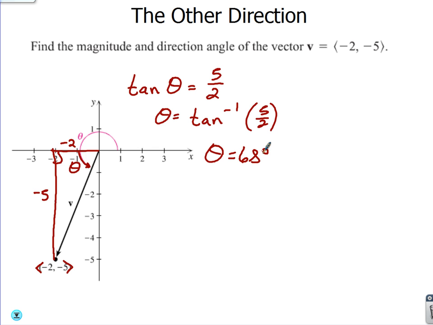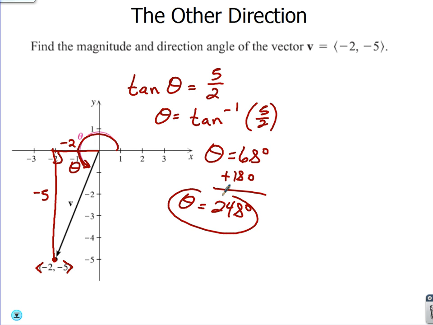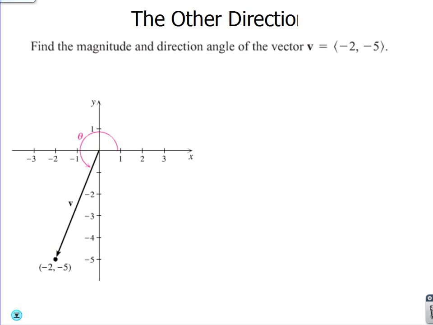That's the reference. So we want to know if we're going in the direction -2, -5, if this is our actual vector, how are we going to find this whole angle? Add 180. So 248 degrees. And they call that angle theta. Your angle is 248 degrees. Let me erase everything, just to make it cleaner. Theta equals 248 degrees, which it should be. You're in the third quadrant.